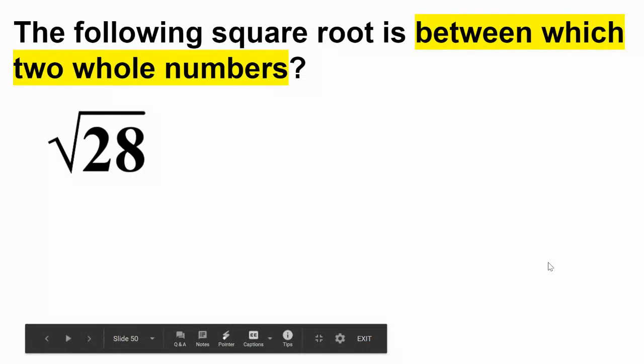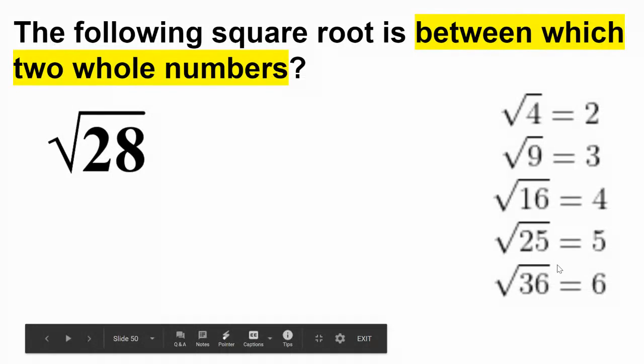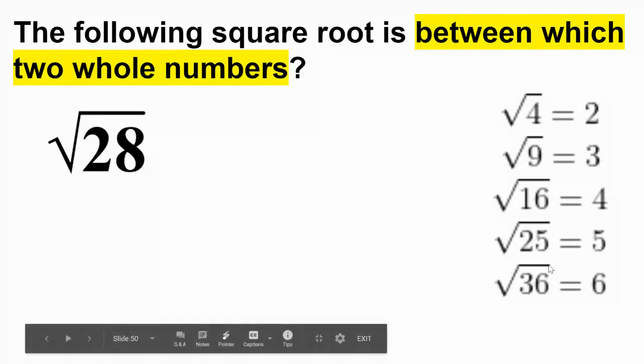Now we know that 28 is not a square number. So the first step we have to do is go back and think of those square numbers that we memorized. And here is that beginning set: 4, 9, 16, 25, 36. Those are right there. All you have to do to figure that out is use your square number chart, so that we can see, well, wait a second.